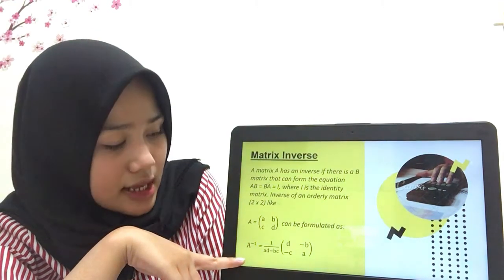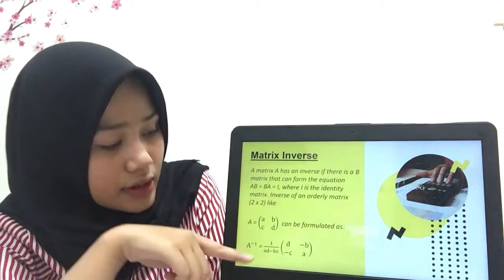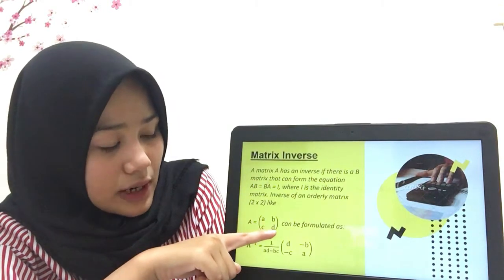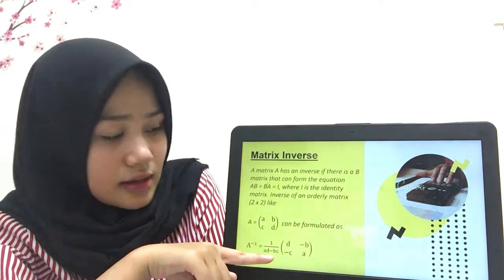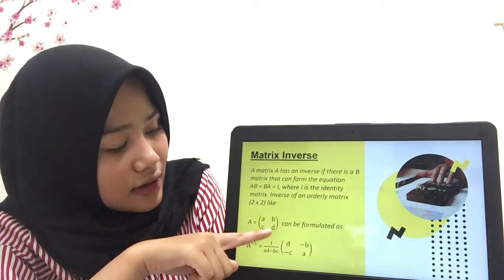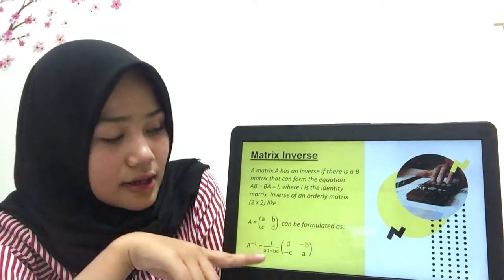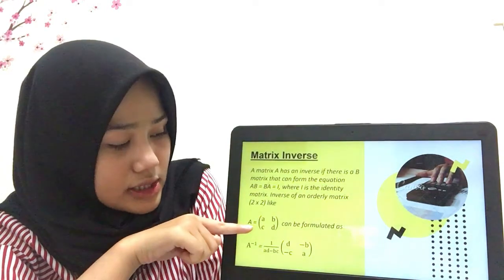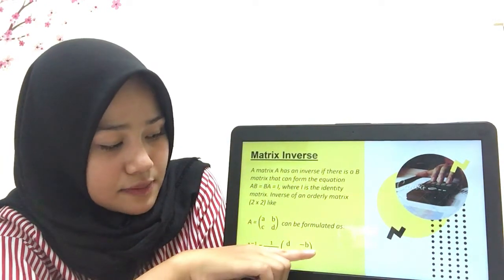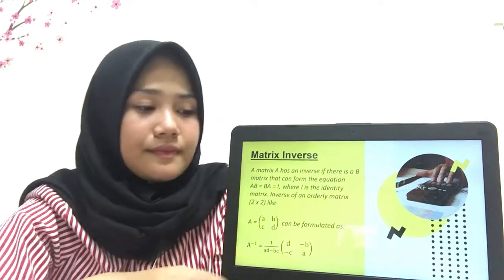So the inverse of matrix A is 1 over (A multiplied by D minus B multiplied by C), and we multiply it by the adjoint of matrix A: D, minus B, minus C, A.